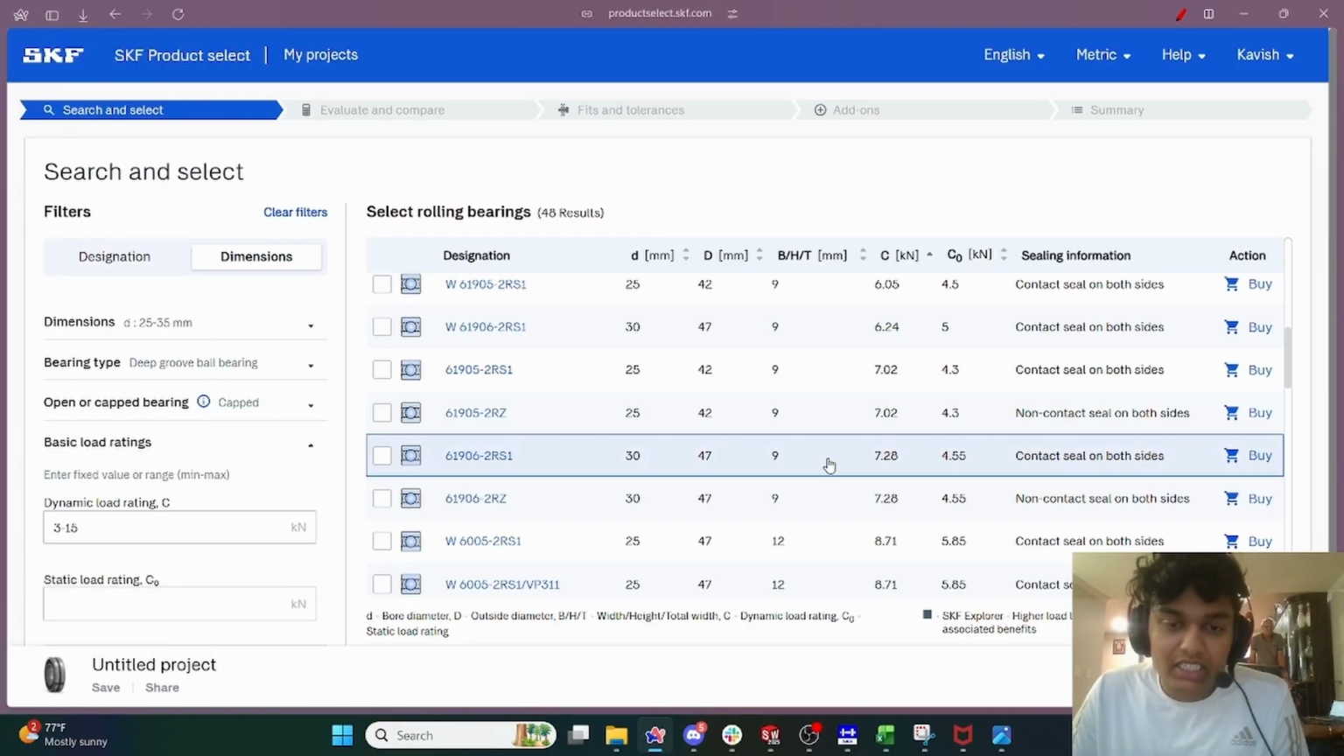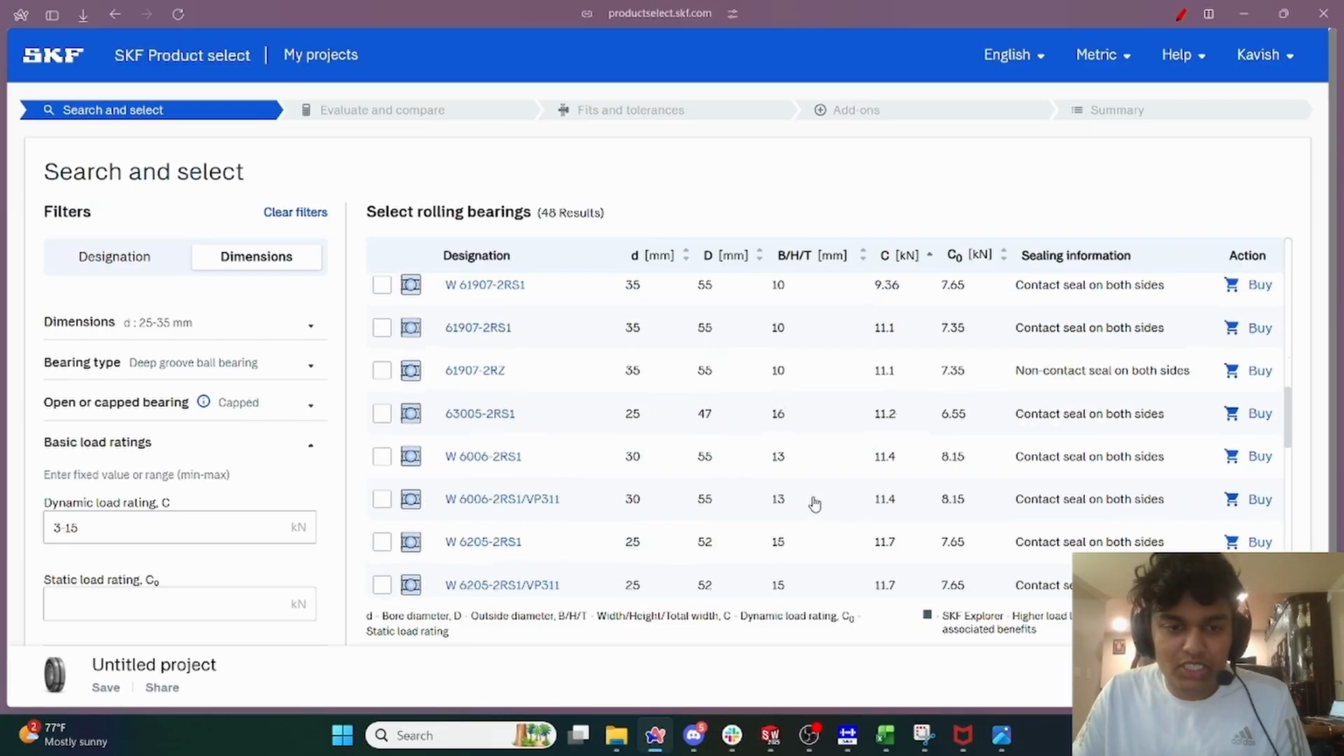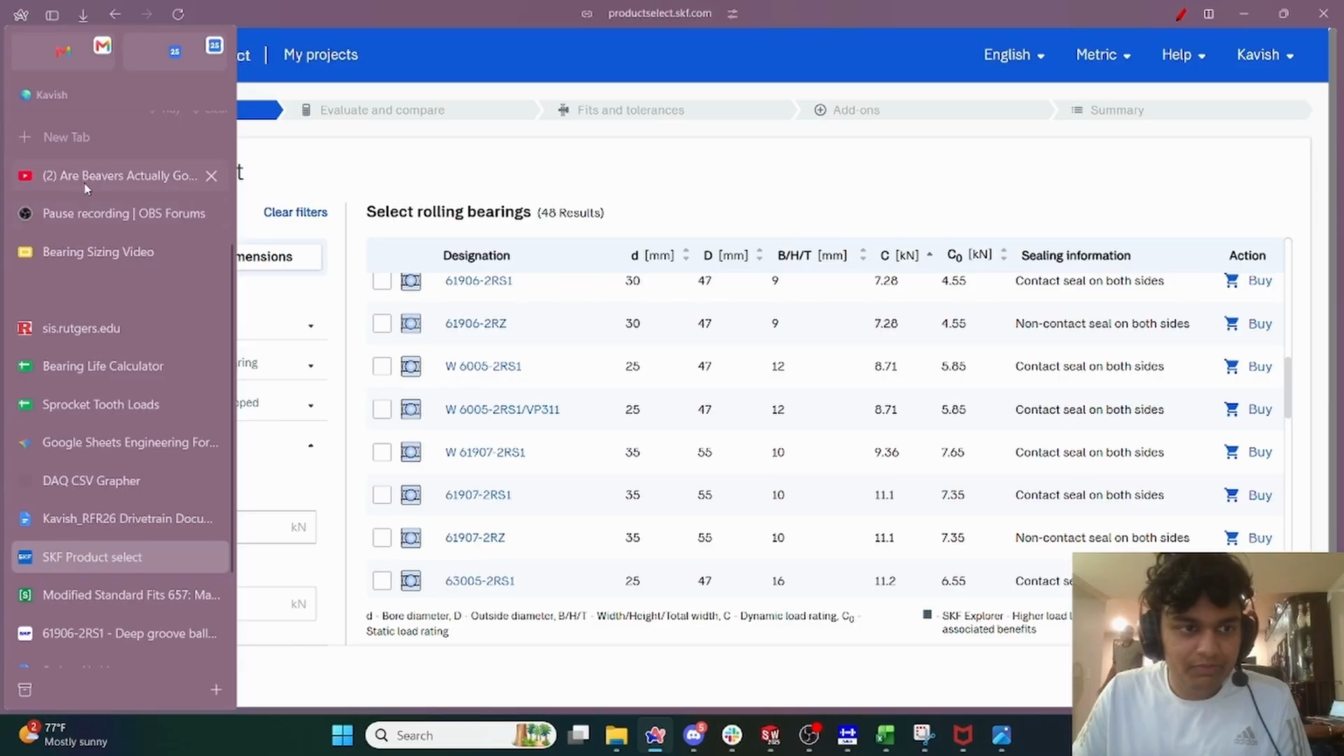Maybe in the future, if we get a dyno working, we could try using a 61805 and seeing, oh, hey, does it run? Is there permanent deformation? Is there damage? Are we good? Right? But right now, there's no point in risking an endurance run or an endurance finish to save a little bit of weight or to have a slightly smaller profile. So that's why I use the 61906s.